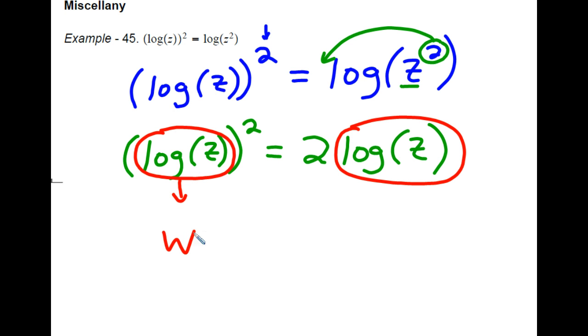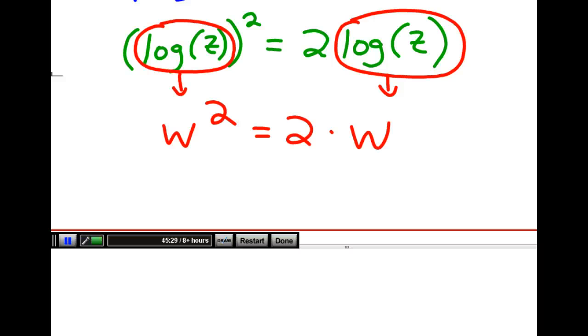So now instead of log base 10 of z squared, I will have w being squared here equals 2 times, in place of this one, we're also going to put a w. Right? The important thing is that you're just consistent. So whatever you're replacing with a w has to be the same everywhere. All right, so we get w squared equals 2 times w, and I can see, okay, this is quadratic. This is a quadratic equation. How do I solve this quadratic equation?